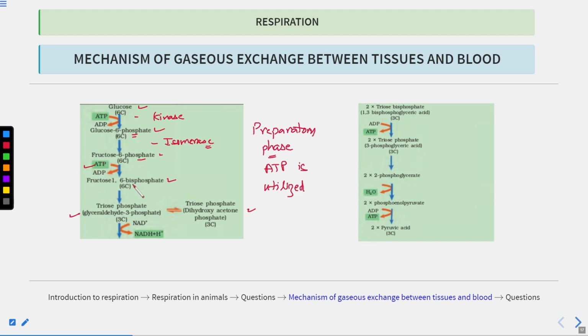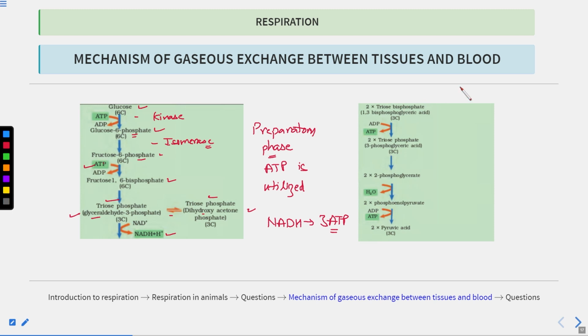Now fructose 1,6-bisphosphate is further converted into triose phosphates, meaning they consist of 3 carbon atoms. So it is glyceraldehyde 3-phosphate, and another triose phosphate is found, known as dihydroxyacetone phosphate. This is a reversible reaction, so there is an interconversion between glyceraldehyde 3-phosphate and dihydroxyacetone phosphate. Here NADH molecules are also being synthesized, and we have seen that one NADH molecule gives rise to 3 ATP.